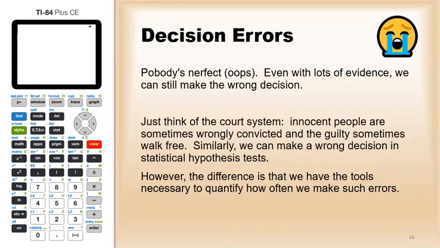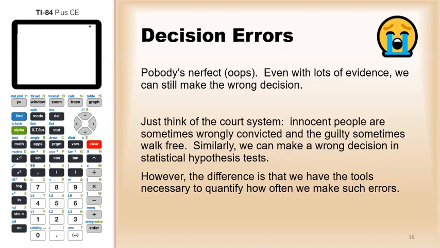Now, one thing about random chance is it doesn't always give you the correct answer. So, even if you have lots of evidence, you can still make the wrong decision. That is, sometimes you may go with the alternative hypothesis when the null hypothesis is really true. Sometimes you go with the null hypothesis when the alternative is true. Sometimes it's just the way that random chance works: sometimes you'll end up with the wrong answer.